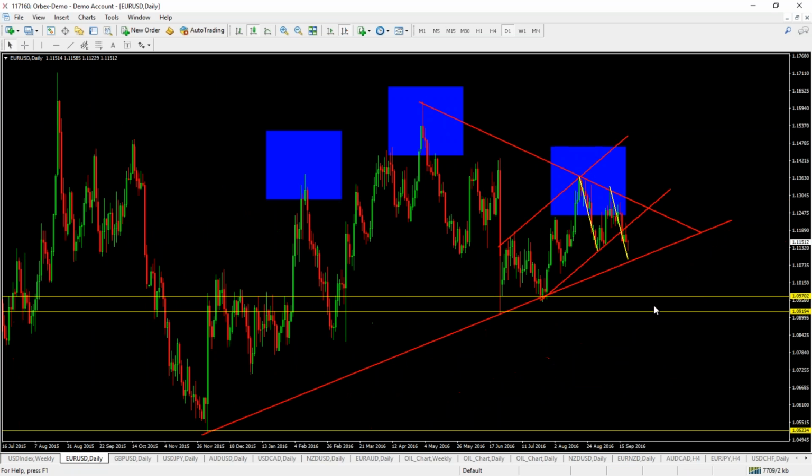If we bounce there, then obviously we can expect a test of this broken bullish trend line. However, if we break beneath, I'll then be looking for opportunities based on a sustained retest of this level to position for a move lower.